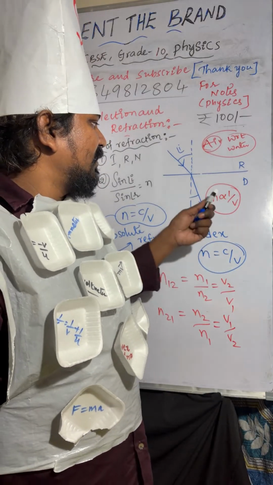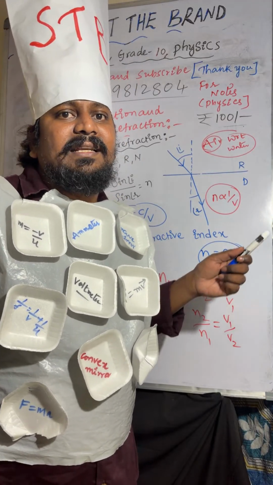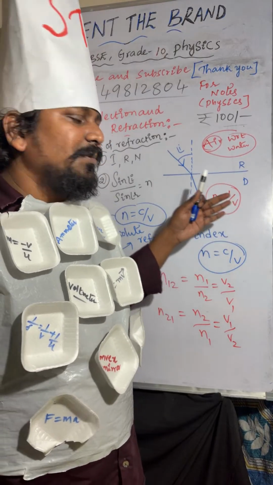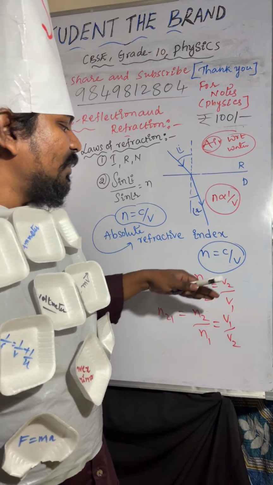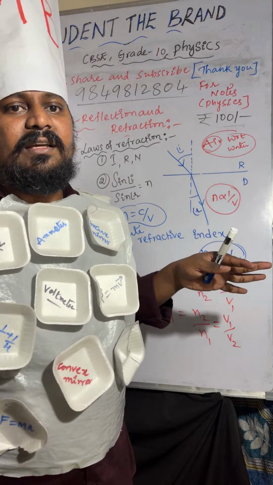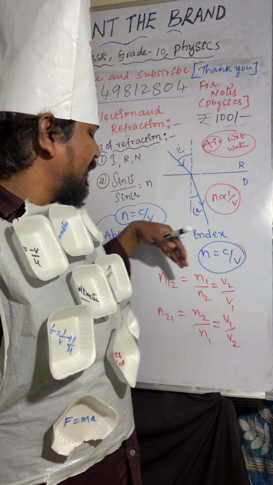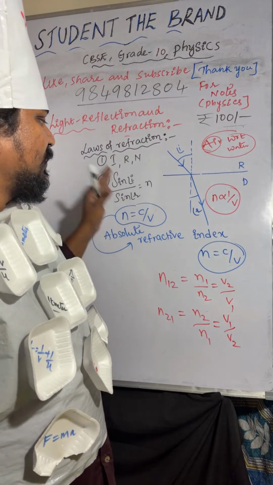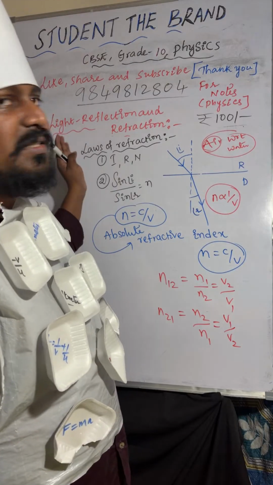As I mentioned earlier, n is inversely proportional to velocity, right? n is inversely proportional to velocity is nothing but n1 by n2 is equal to v2 by v1, or n2 by n1 equal to v1 by v2. So that is about refractive index. I hope it is very clear. n12 equal to n1 by n2 equal to v2 by v1, n21 equal to n2 by n1 equal to v1 by v2. Okay, I hope it is very clear.